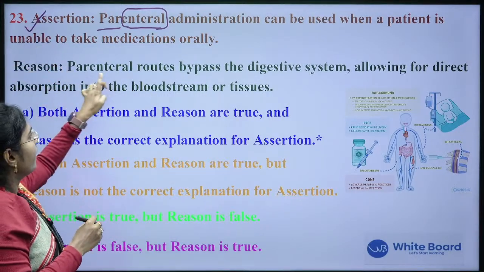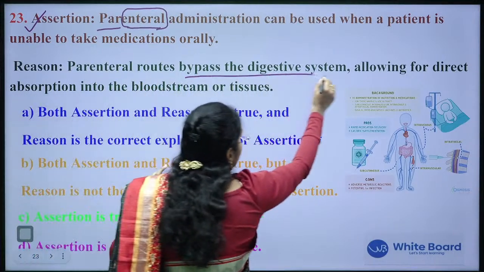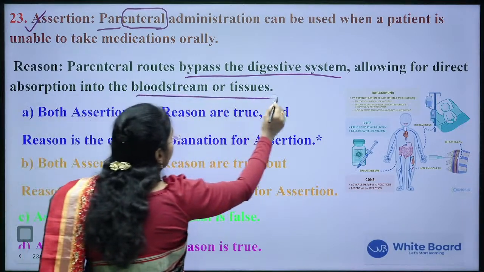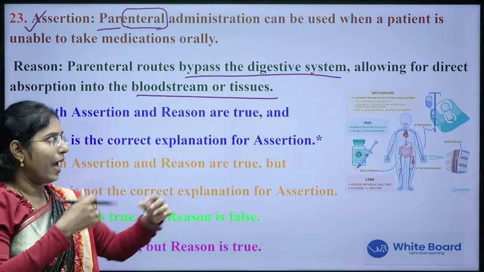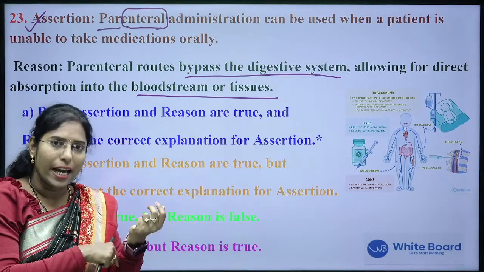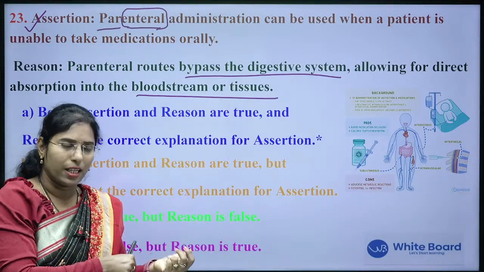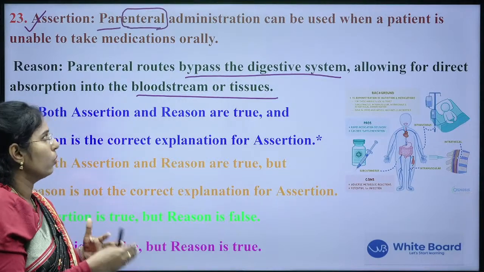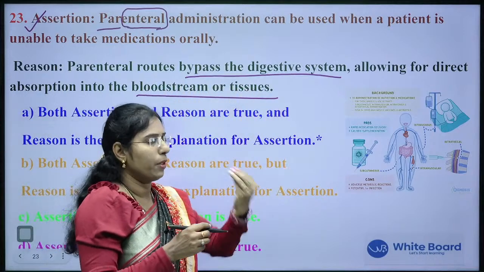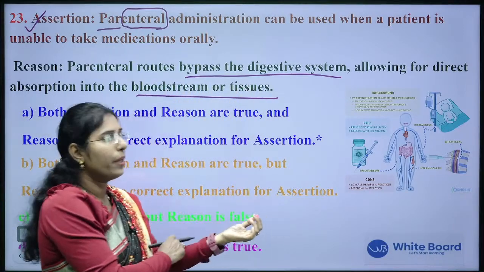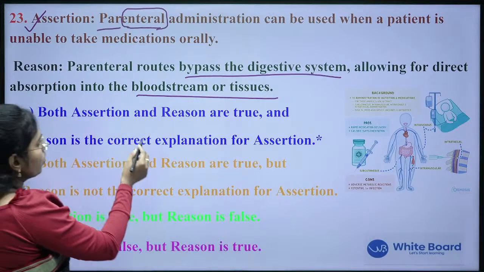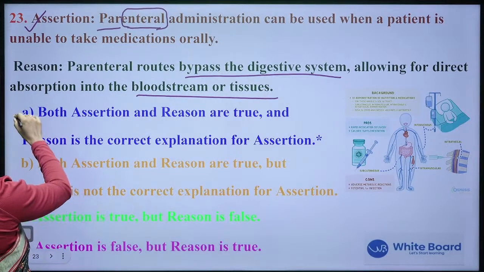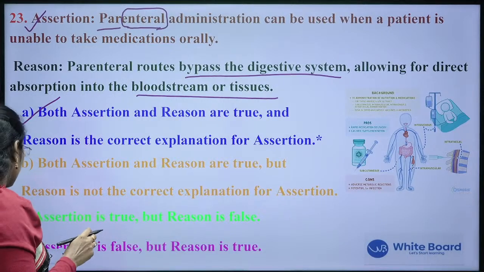And reason: parenteral routes bypass the digestive system, allowing for direct absorption into the bloodstream or tissues. See, if we give IV, it will directly enter into the blood circulation, so that they will have a fast, rapid effect also, right. They bypass the digestive system because we are not taking through the oral route. So, directly they will be entering into systemic circulation. So, both the assertion and reason are true, and the reason is the correct explanation for the assertion. So, option A is the correct answer for question 23.